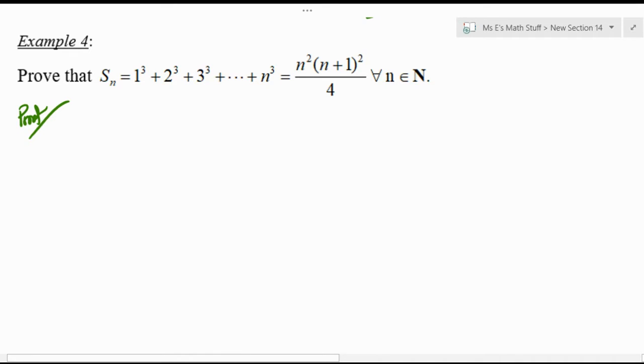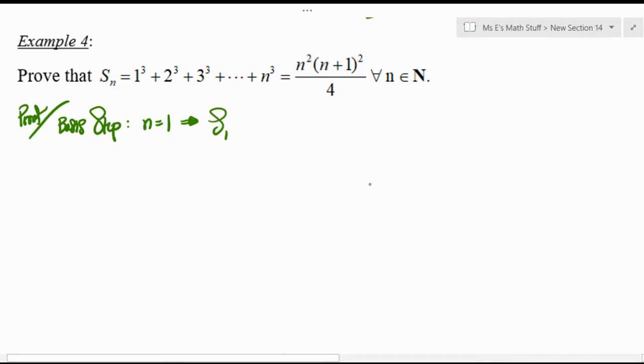Okay, so getting started on the proof. Remember that with a mathematical induction proof, you always start with the basis step, where you're basically showing what happens if n was 1, and you're hoping that your claim holds true when n equals 1, because if it doesn't, then we're not going to be able to prove it.